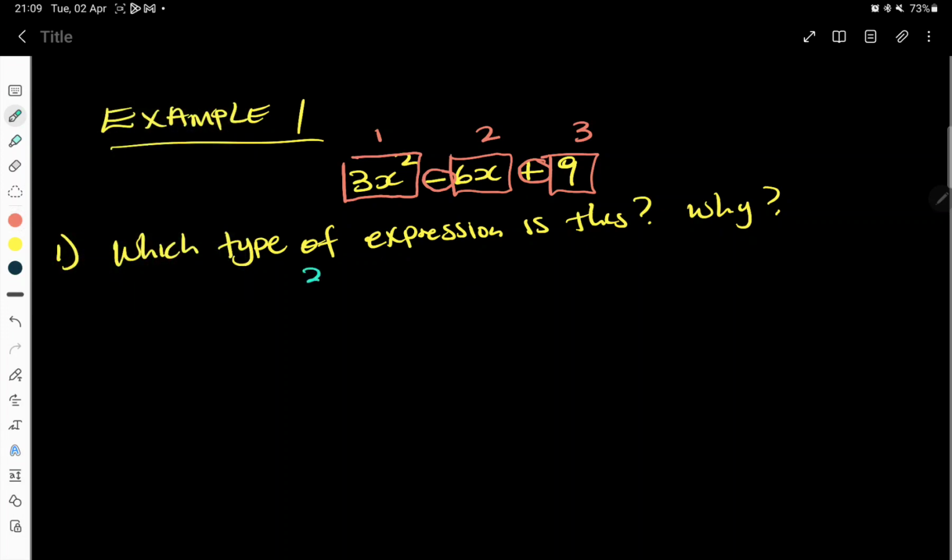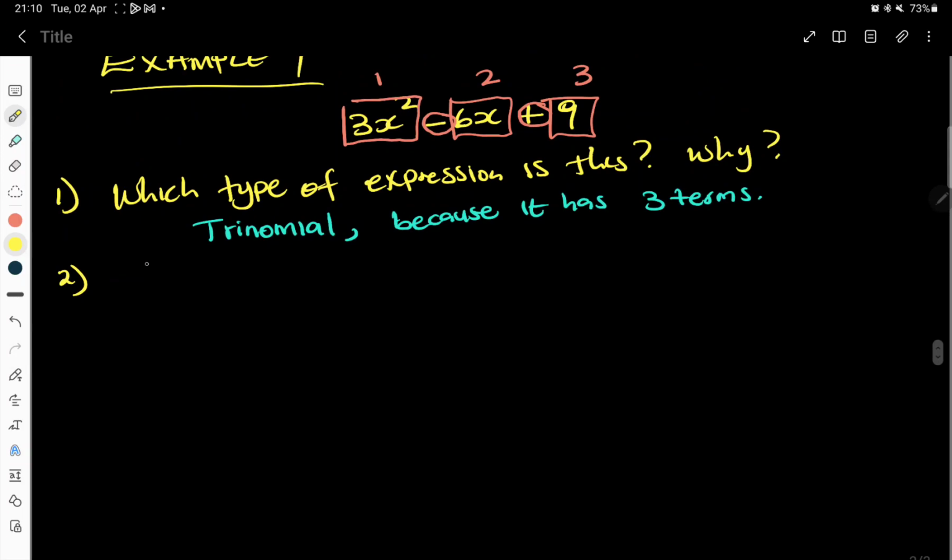We've got 3 terms. And then what happens when you have 3 terms? Oh, sorry. You start by saying which type of expression. It's a trinomial. Why do you say so? Because it has 3 terms. Then you are done.